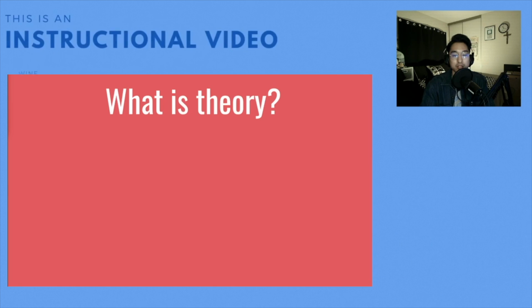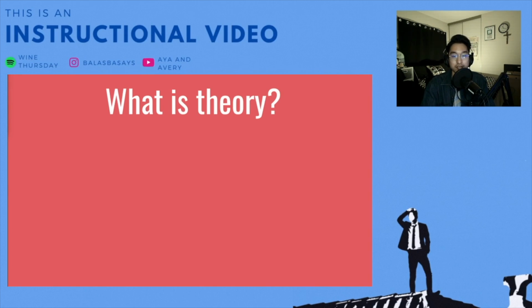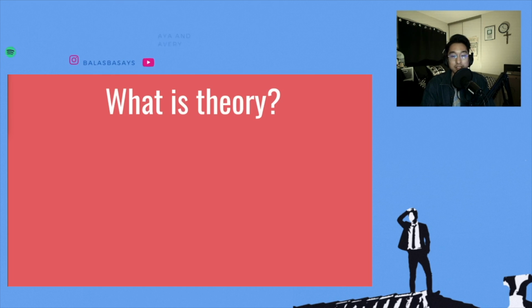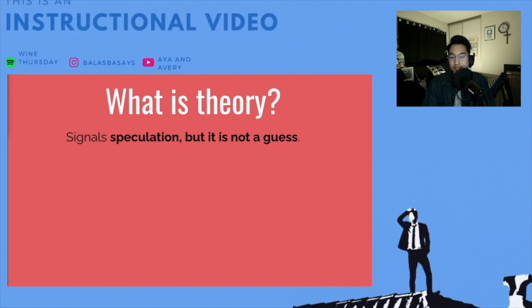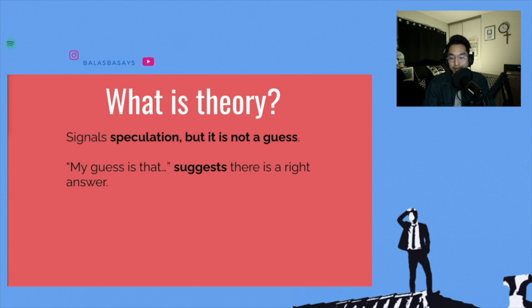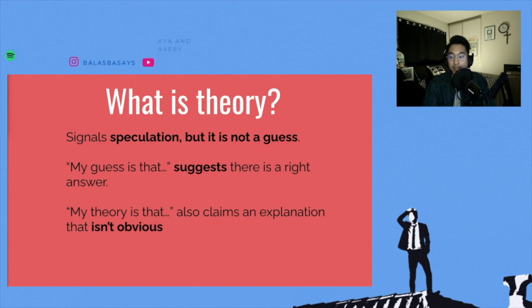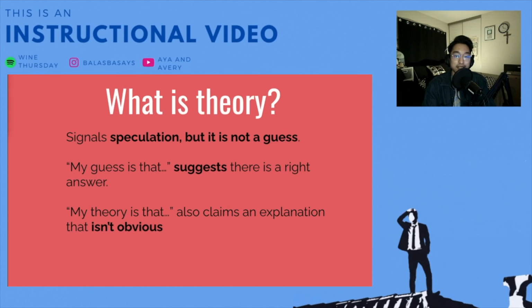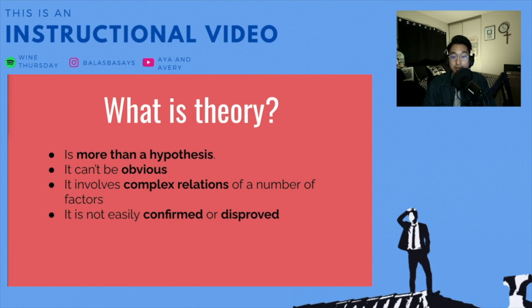So when it comes to literary theory, it's similar to and another form of literary analysis. It's something that is complex and used to affirm or disprove. It signals speculation, but it's not necessarily a guess. By saying "my guess is" that suggests that there is a right answer, or saying "my theory is" also claims an explanation that isn't obvious. Theory is more than a hypothesis. It can't be obvious, it involves complex relations, and it's not easily confirmed or disproved.